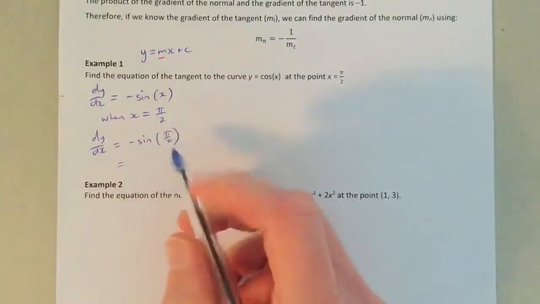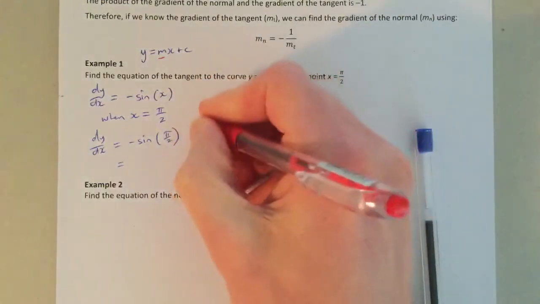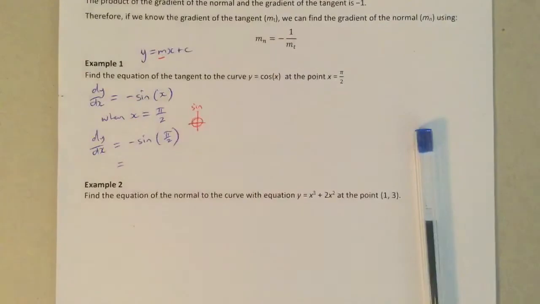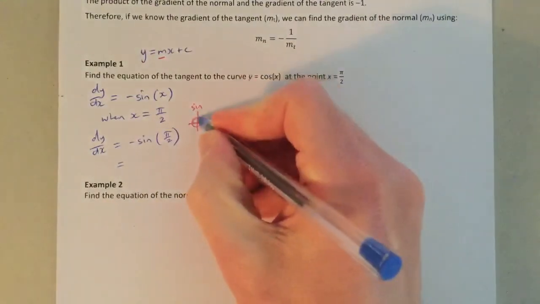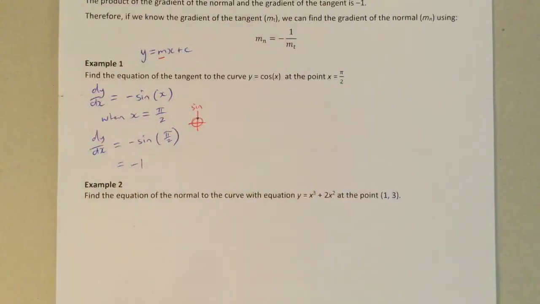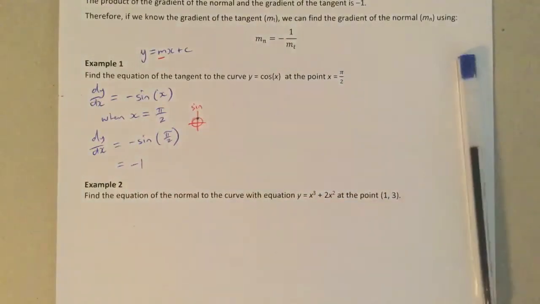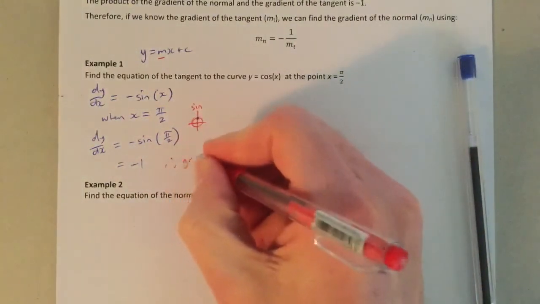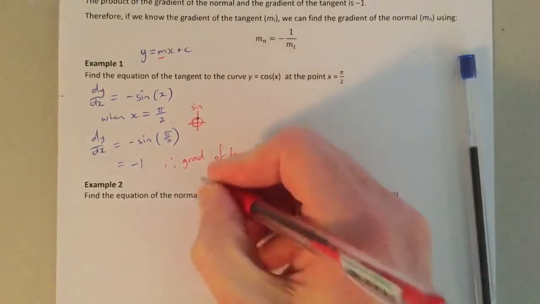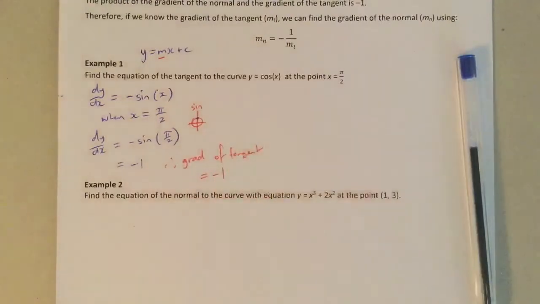And sine of pi on 2, thinking about our unit circle, remembering that we read the values of sine from the y-axis, sine of pi on 2 is 1, so this will equal -1. In other words, the gradient of the tangent at this particular point is -1. Right, so that's our value of m.